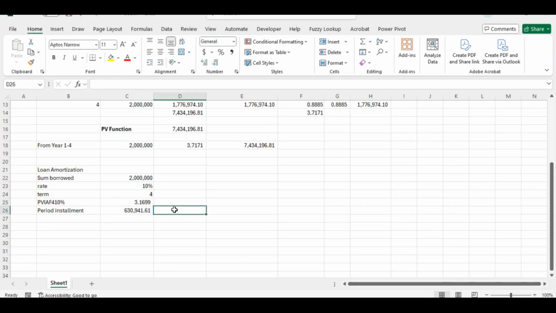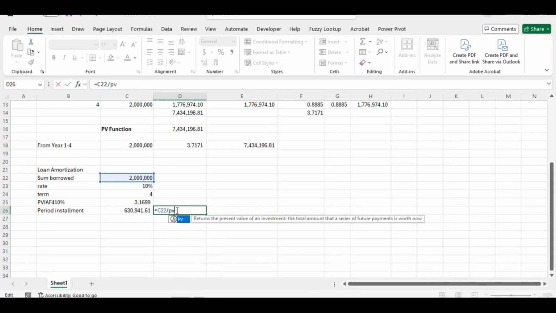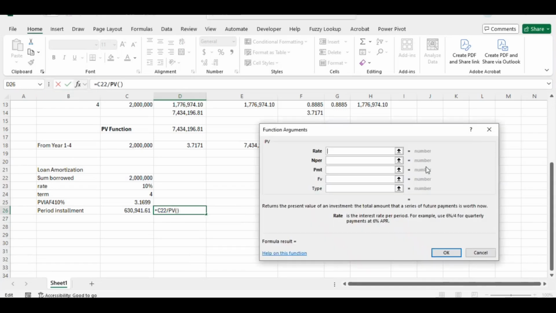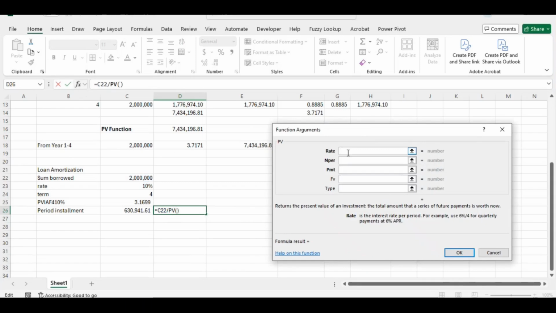The alternative method will be this. You just say 2 million, you divide by, and I can actually insert the present value interest annuity factor for 4 years using 10%. I can have it as part of my formula. I just reference the 2 million, divide by, then I activate the present value function. I divide by PV open bracket. Then once I open bracket, now the function is active. Then I just click on FX. When I click on FX, I'm at the present value function.